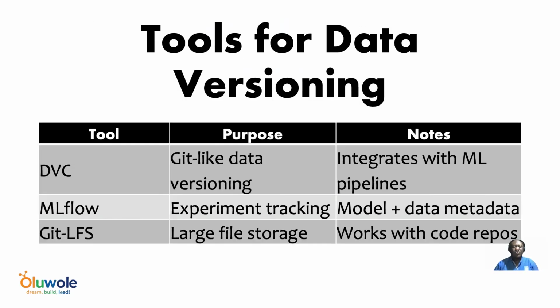So what are those tools for versioning? You have DVC. DVC is your data versioning tool, data version control. You have tools like Git. Git helps you to do data versioning. You can integrate it with your ML pipeline.